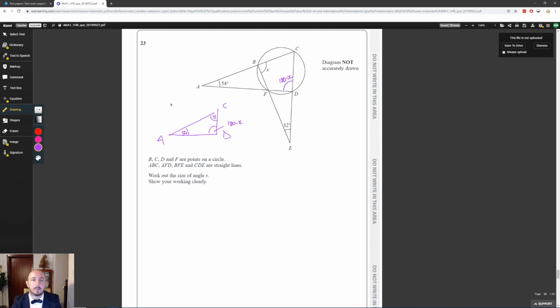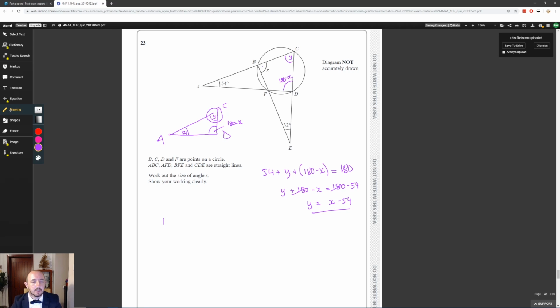180 minus x, because those two add up to give 180. So we can say that 54 plus y plus 180 minus x would be equal to 180, because all three of those add up to 180 degrees. So y plus 180 minus x is equal to 180 take away 54. And we can cancel the 180s from both sides. Y equals x minus 54. So I've just rearranged that to find y, which is in here.